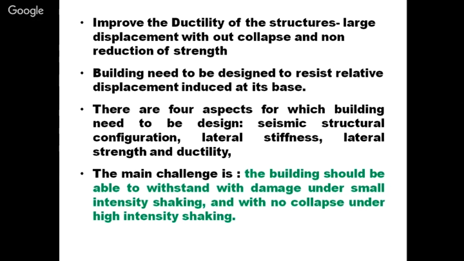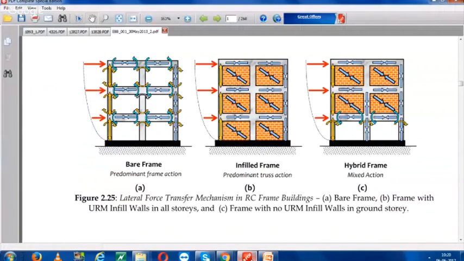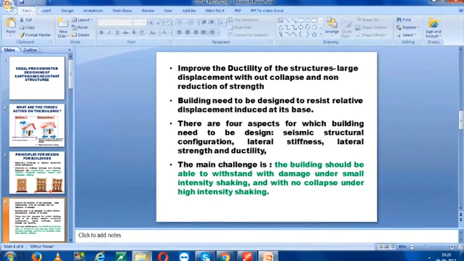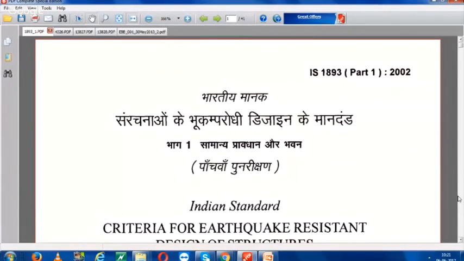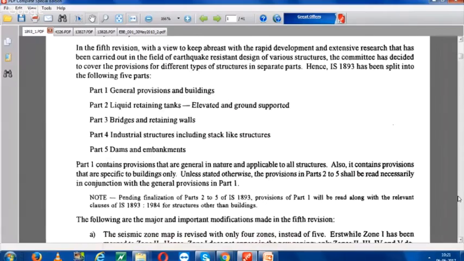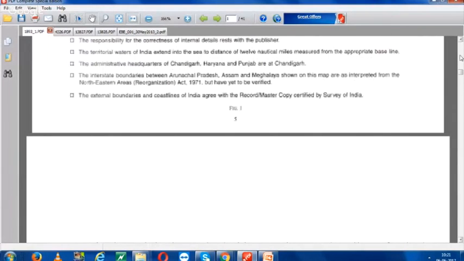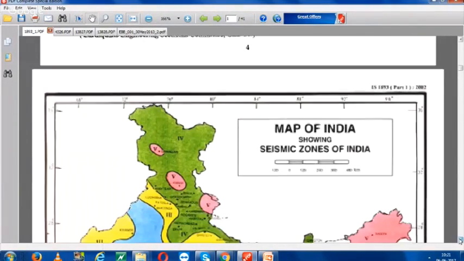Base shear force: if you see your IS code 1893, you can see base isolation, base shear. Just open that code. IS 1893 Part 1. Here in this 1893, the seismic zoning map of the country is given. Here you can see the seismic zonation map.